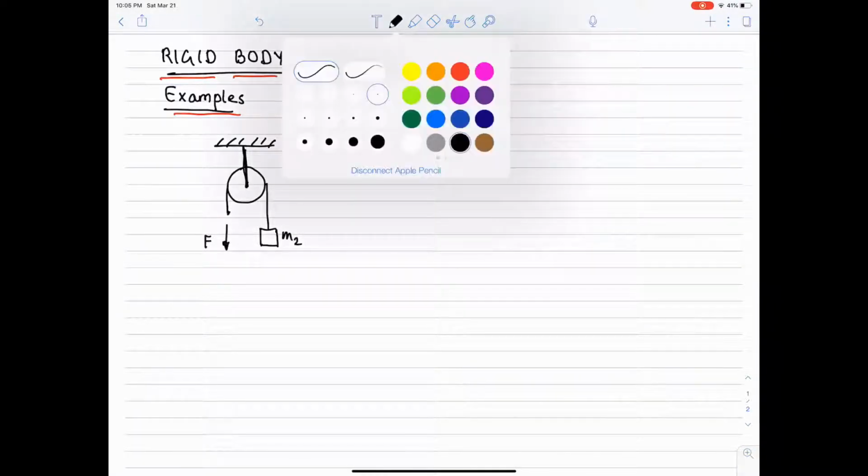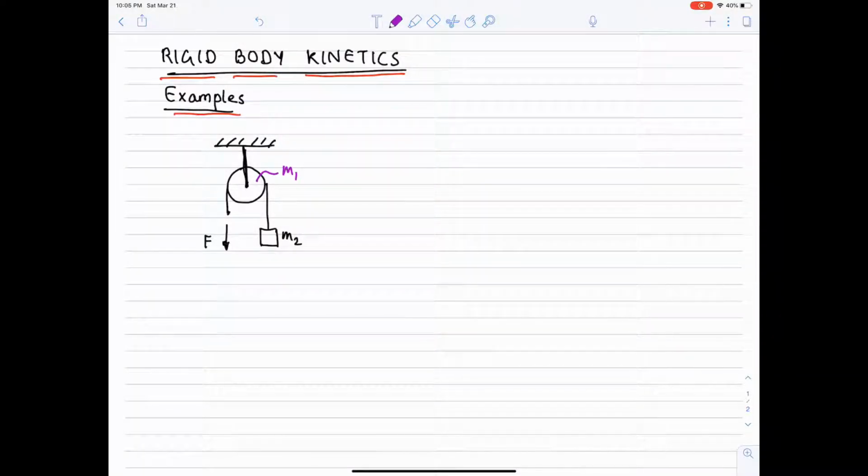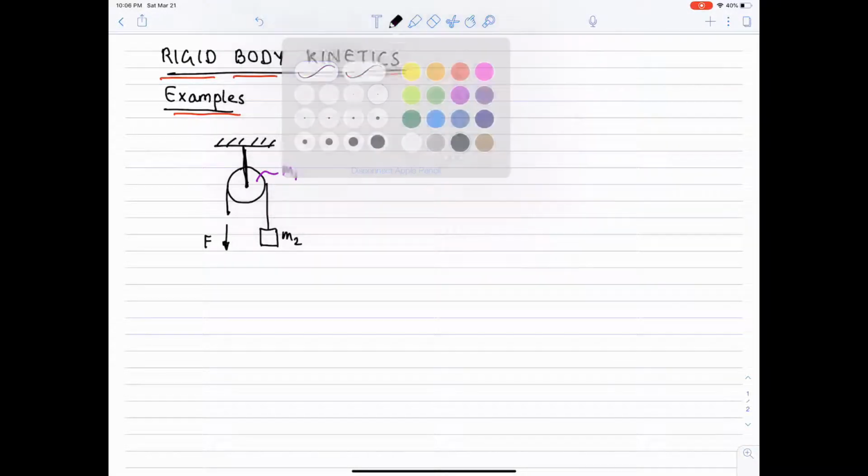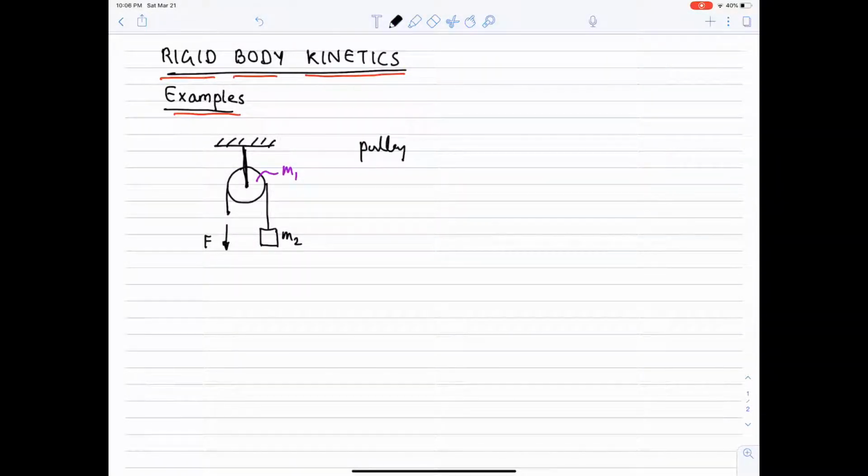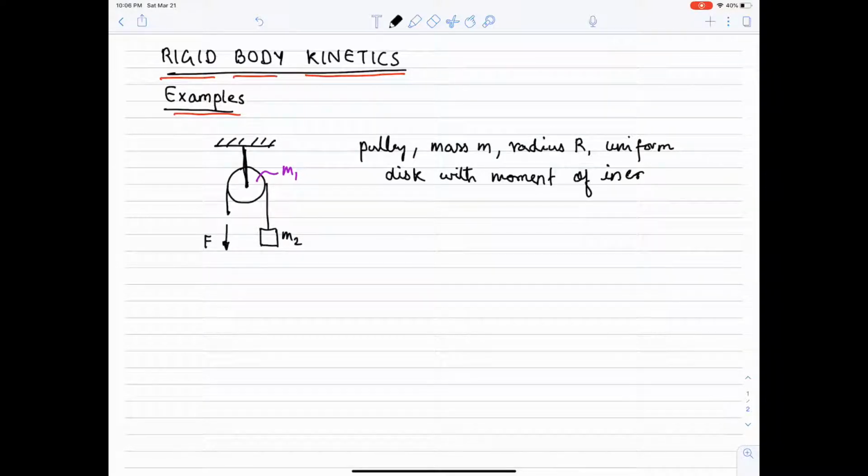The pulley itself has mass M1. So this is the statement of the problem. Pulley mass M1, radius R. It's a uniform disk with moment of inertia, so if you say this point is G, inertia Ig, so this is all given. Ig equals M1 r squared divided by 2.